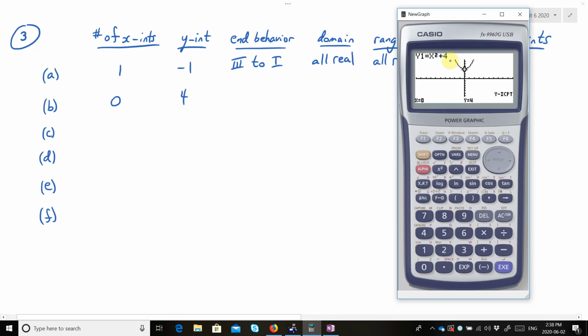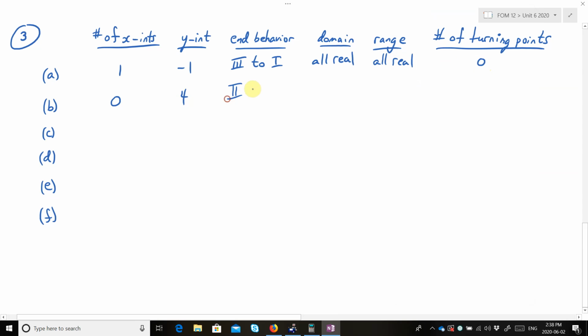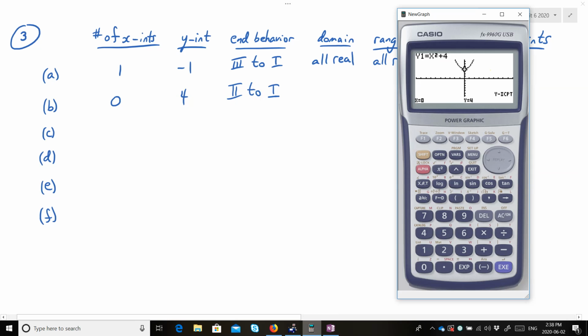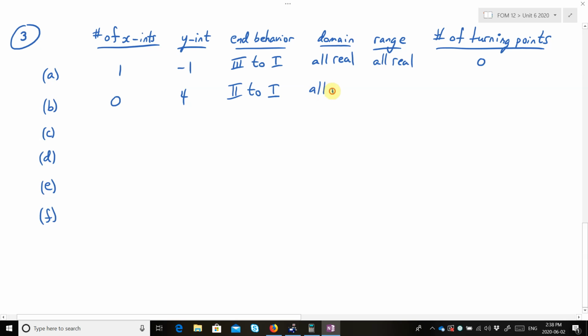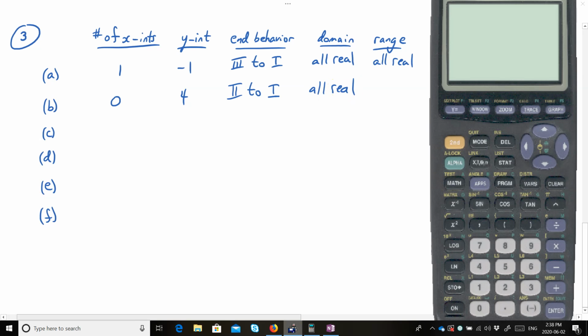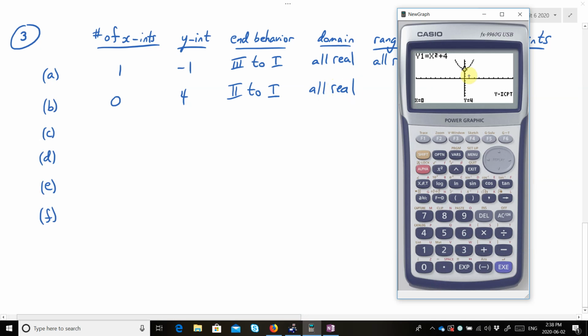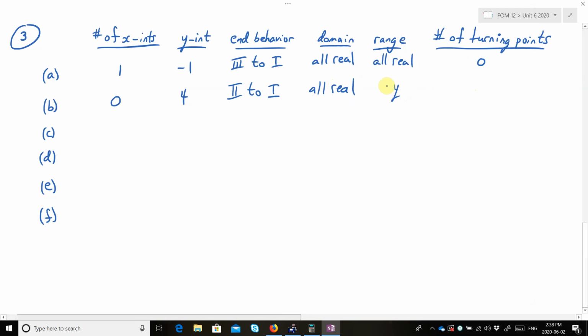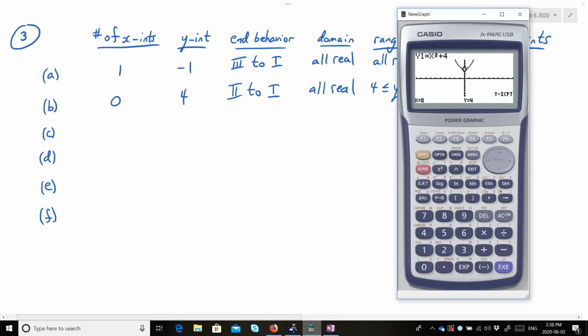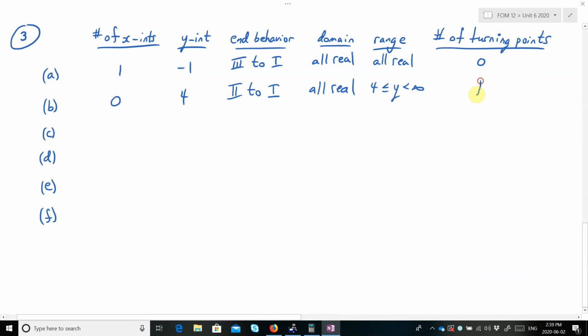The end behavior, it goes from quad 2 to quad 1 as we move from left to right. The domain, the graph covers the whole x-axis that way and that way, so the domain is all real. Okay, but how high and low does the graph go for the range? It goes up forever, but its lowest point is at that y-intercept. So the range is y has to be greater than or equal to 4. We could put less than infinity for the other boundary. And the number of turning points, it comes down and turns back. So there is 1 turning point, and that is 3b.